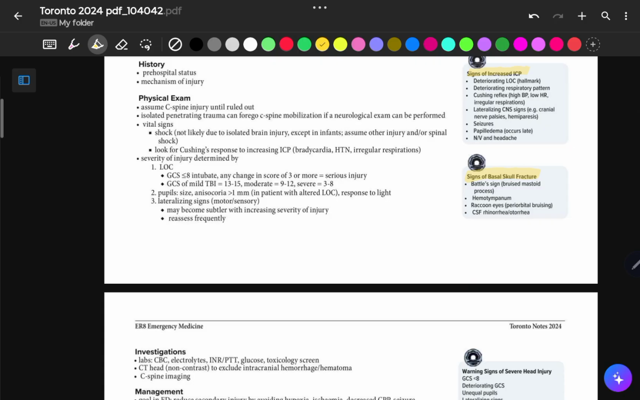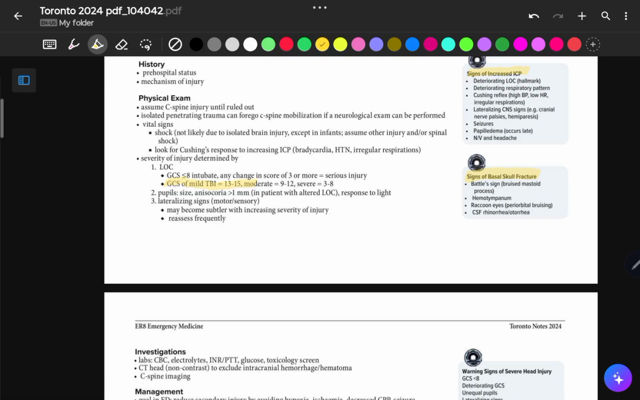Then you are doing your level of consciousness to determine the level of injury. So the lower the GCS, the higher the severity of injury. If the GCS is lesser than 8, you want to intubate. Any chance, you want to intubate this patient. GCS between 13 and 15, we're looking at a mild traumatic brain injury, and then moderate will be between 9 to 12 GCS score, and severe between 3 to 8.